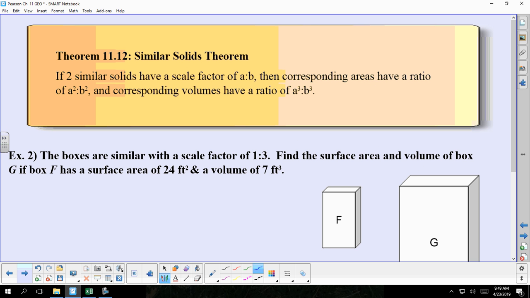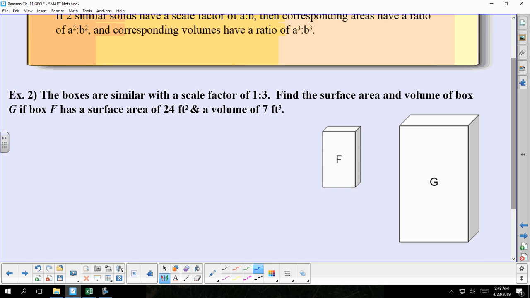So our similar solids theorem: if two similar solids have a scale factor of A to B, then the corresponding areas have a ratio of A squared to B squared. That's their surface areas. And the corresponding volumes have a ratio of A cubed to B cubed. So we can use this for the surface areas, but we can also use it with the corresponding sides. All right, so let's go ahead and use these.